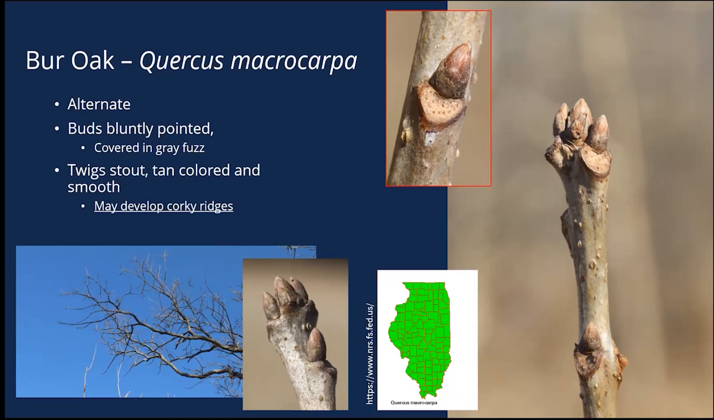The twigs may also develop some corky ridges on them, so the twigs will even look thicker, especially the parts of the branches that are 2 to 3 years old. They may be thick and corky looking, and that really makes it stand out.